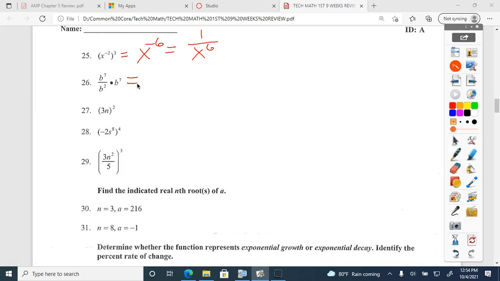Actually, we're going to subtract what? The fraction. So that will be b to the what? 5th times b to the 7th. Now what do we do with the exponents? Add. That is b to the 12th. And since it's a positive exponent, we are done.